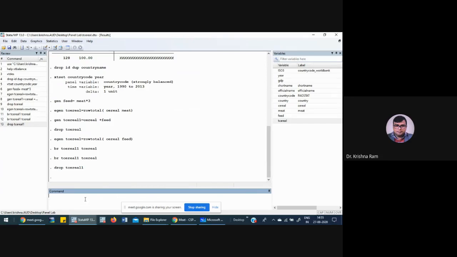Now plot these two variables. So total cereal consumption one is the dependent variable and GDP one is the independent variable. So for that, we type graph twoway, make a scatter graph, total cereal, and then GDP.